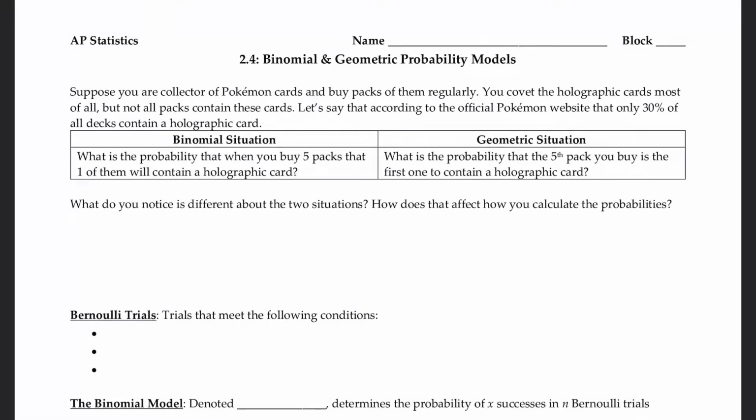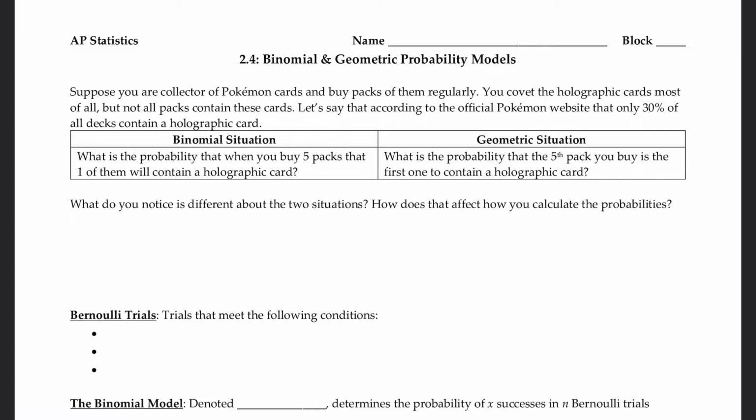Hello and welcome to video 2.4 where we're going to introduce the binomial and geometric probability models. So far we've only talked about one probability model, the normal model, but there are at least another half a dozen that we're going to talk about in the rest of the year. The next two on our list are the binomial and the geometric probability models.